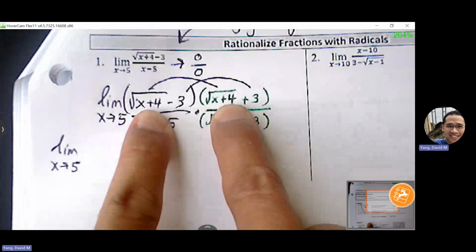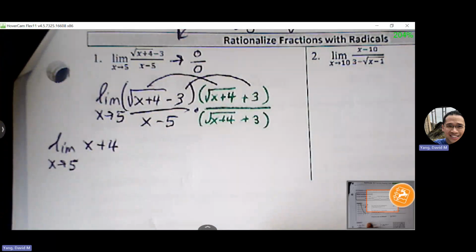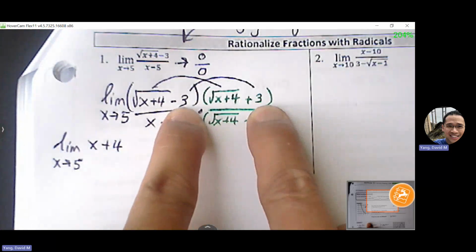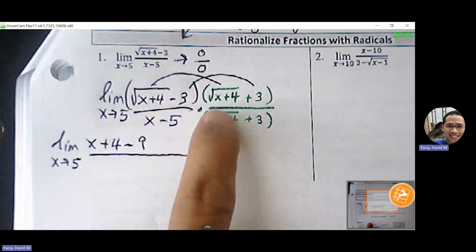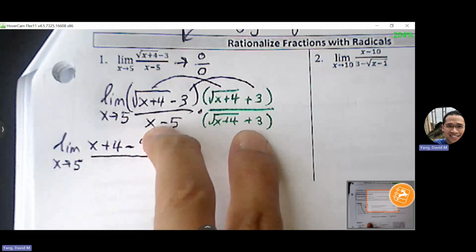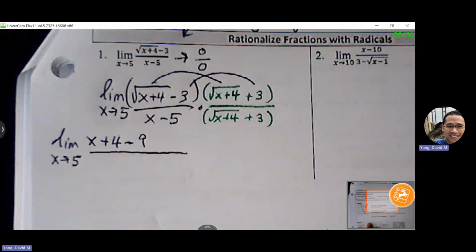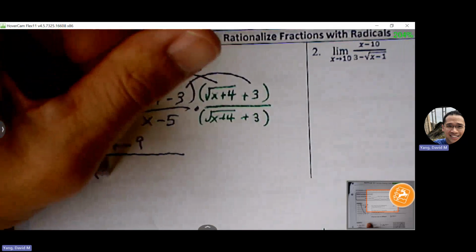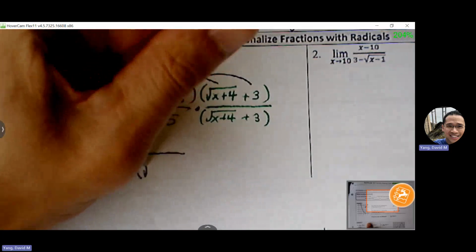Okay, so first terms. What's going to happen with root x plus 4 times root x plus 4? Just x plus 4, right? Radical times radical is just the term inside that radical. And negative 3 times 3 is minus 9. Now, you're going to expand the numerator, but don't expand the denominator because the x minus 5 is already what we want to cancel out. We don't want to lose that x minus 5 into the expression. If we do that, we're going to eventually have to factor that x minus 5 out anyway. So don't do anything with the denominator. We already know what we want to cancel out. We don't want to lose that x minus 5.